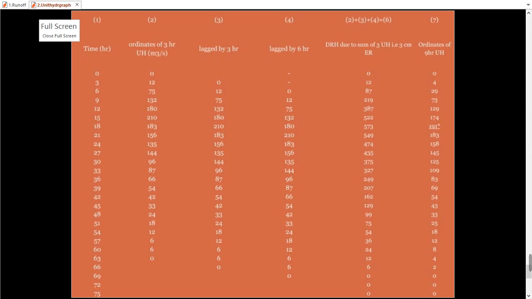You will see this is the first column. They are already given data. There is the time and the ordinates of the 3-hour unit hydrograph, right? Every gap is 3 hours. 3-hour intervals they are. Then this is the given data, the unit hydrograph lagged by 3 hour. This is the superposition method.